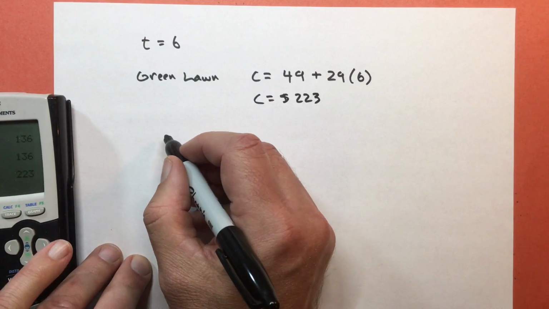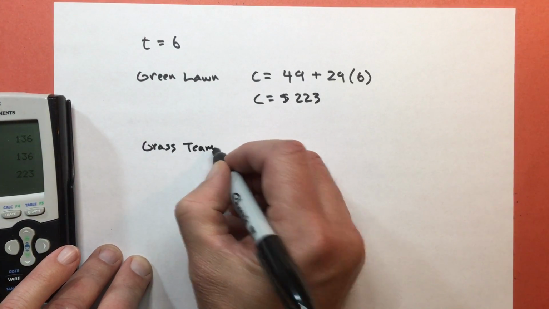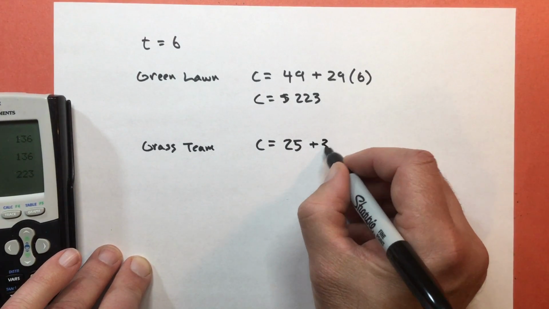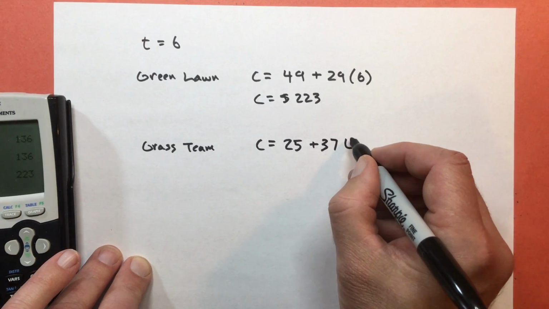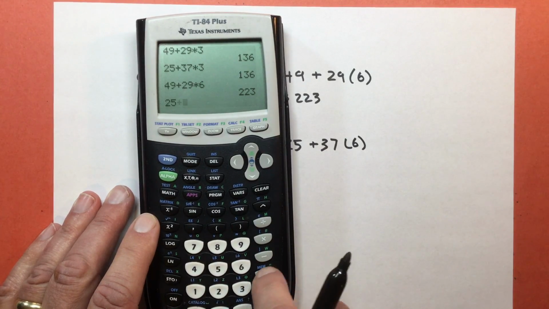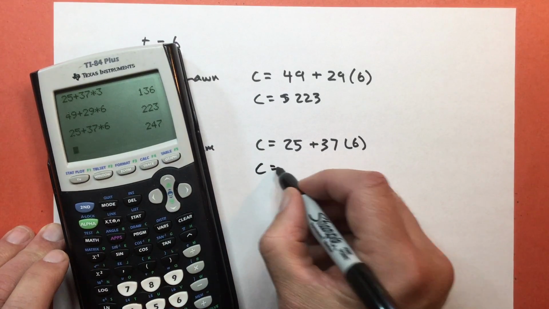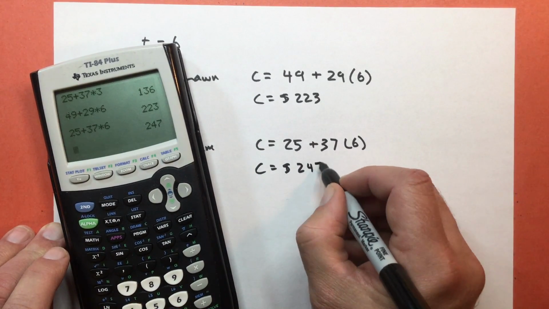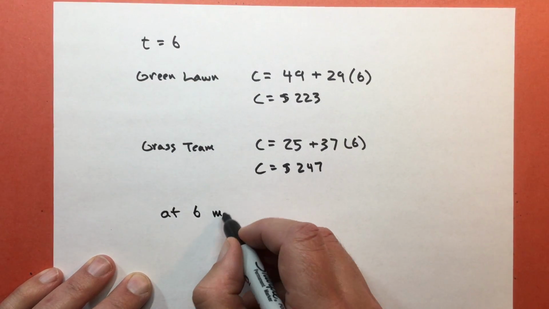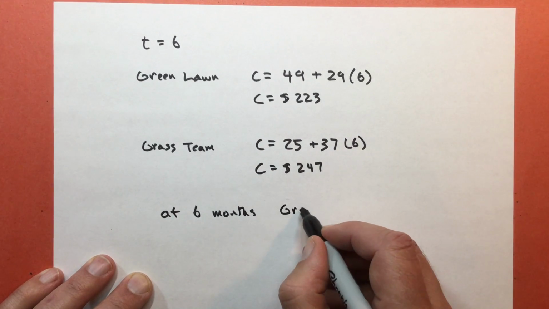For the other company, which is Grass Team, the cost is $25 startup fee, but their per month fee is more, $37 times 6. And that's going to be $247. So at 6 months, looks like this one's cheaper. You're going to go with Greenlawn.